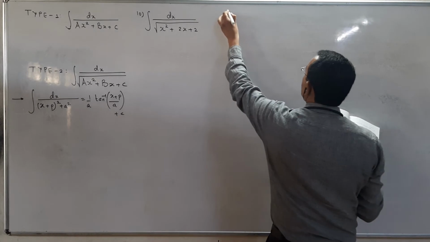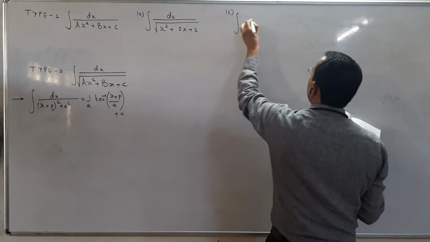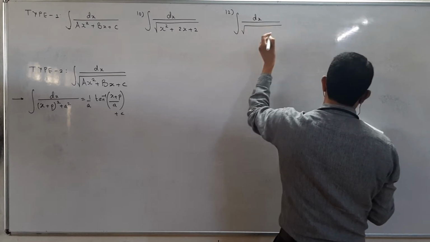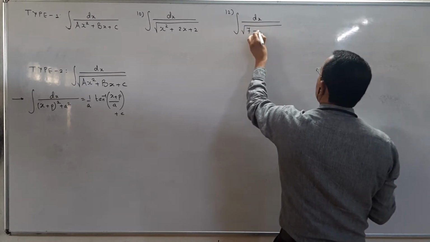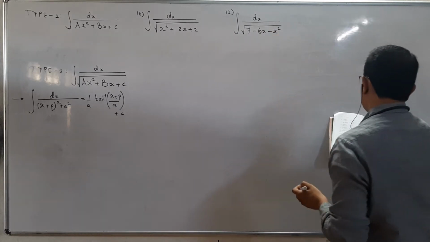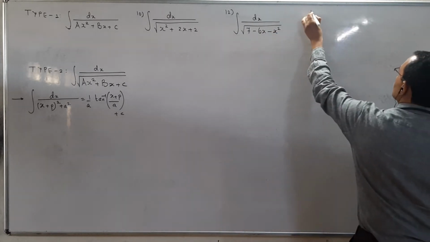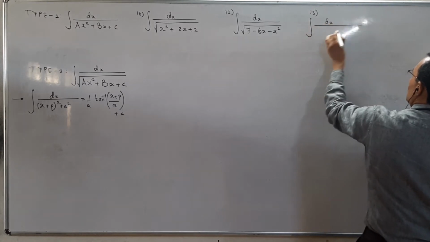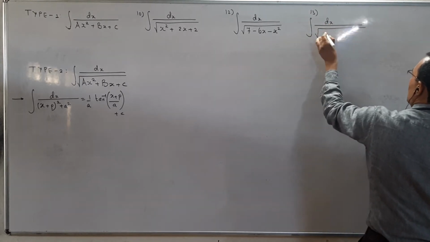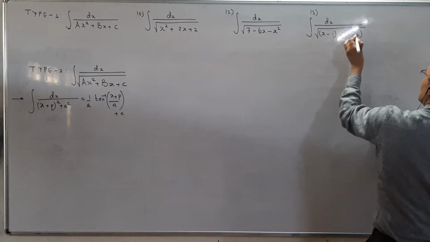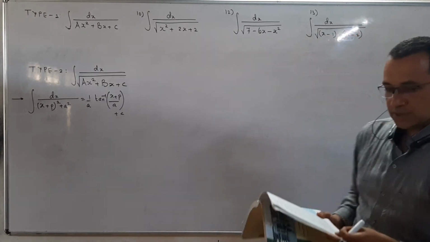Then, doing the 12th question. 11th already we have done. It is dx upon square root of 7 minus 6x minus x square. And the 13th question also I am writing. It is dx upon square root of (x minus 1)(x minus 2).